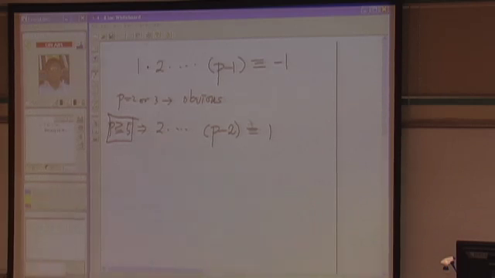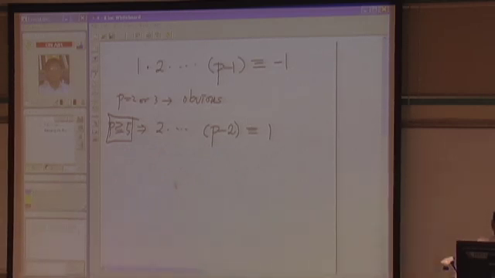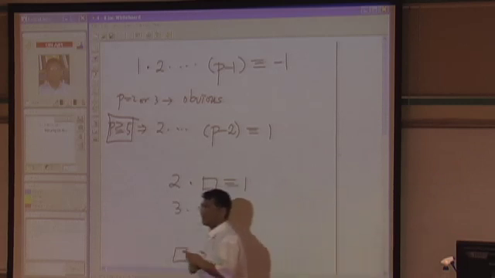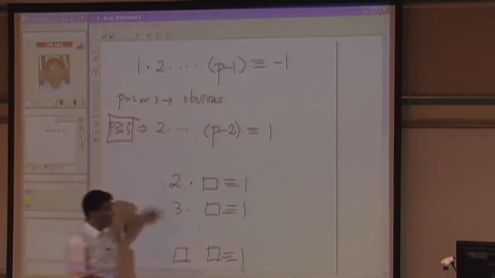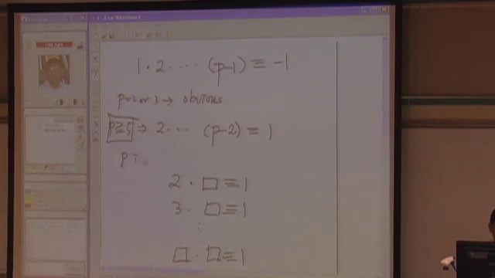Do you see? Then all we need to do is pair these numbers to make 1. 2 times some number is congruent to 1. After removing this number, we'll have, for instance, 3 times some number, or 3 could come here. Then we pair these numbers, and eventually we will get 1s this way. So the proof part handles these, and first of all, p is odd, right? p is odd because p is a prime greater than 5.